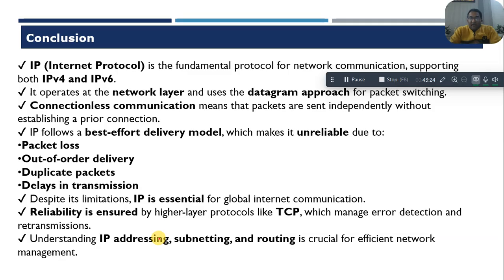Despite its limitations, IP is essential for global internet communication. Reliability is ensured by higher layer protocols like TCP, which manage error detection and flow control, and also the retransmission part. And understanding IP addressing, subnetting, and routing is crucial for efficient network management.